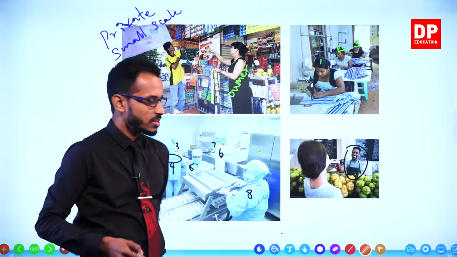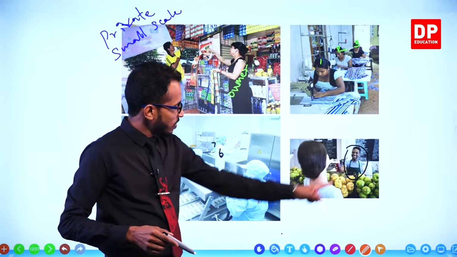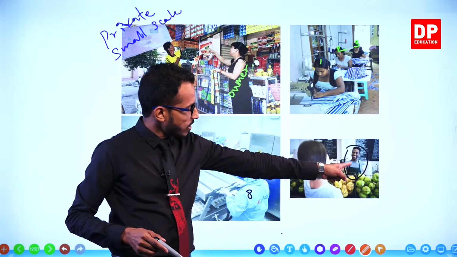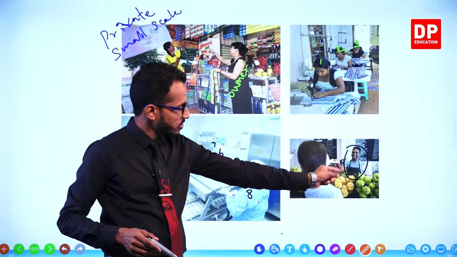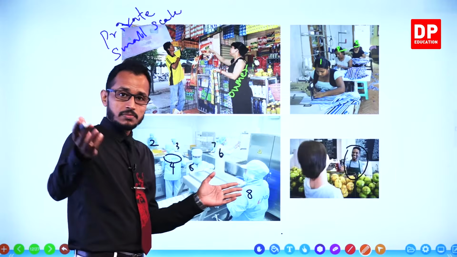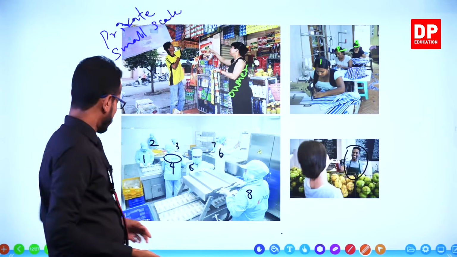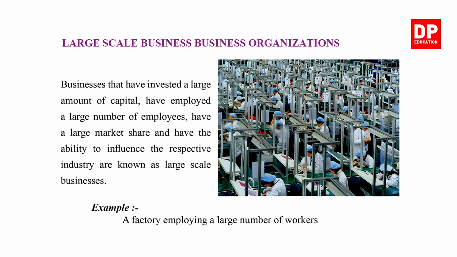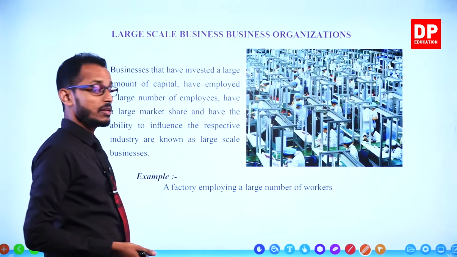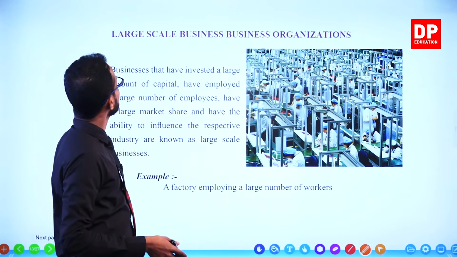And again, one owner business. It's a juice bar. This guy is running the business. He's providing juice to the customers. All right, we'll move on. We'll move on to large scale businesses. Large scale.